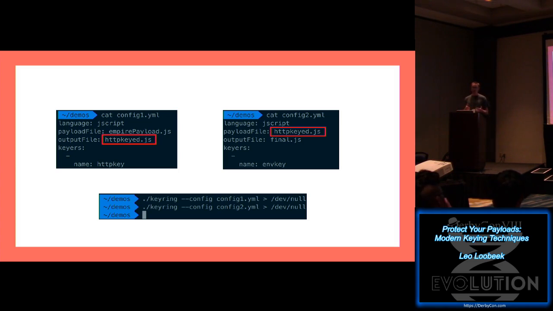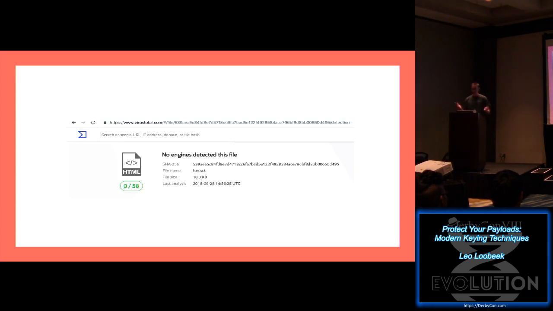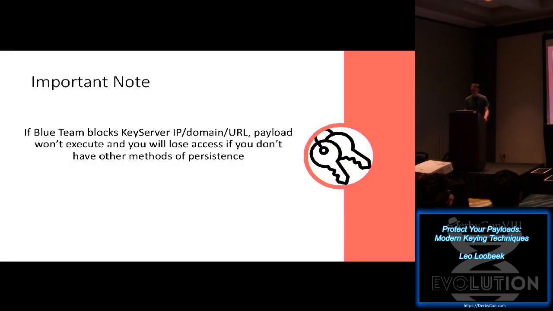with JavaScript, this is pretty easy with Keyring. So basically you could create one config file that would take in that payload you're using, Empire, outputs it to some HTTP keyed file, and then your second config would basically take that in and then re-encrypt it with other things. Then you just got to run Keyring twice, and you should have that doubly encrypted file. And not to brag or anything, but right now we're at zero on VirusTotal. But I'm sure that'll change, so definitely still want to look at using obfuscation.